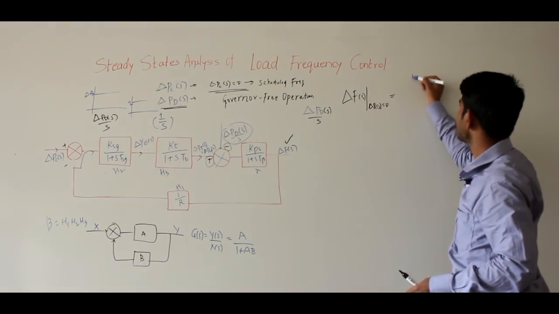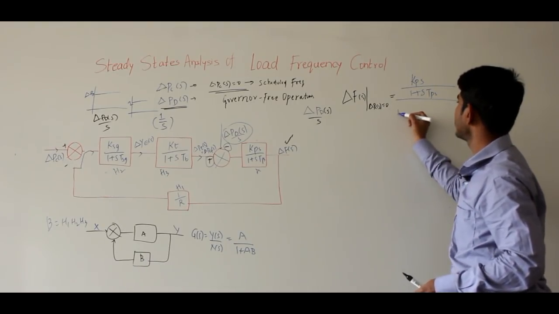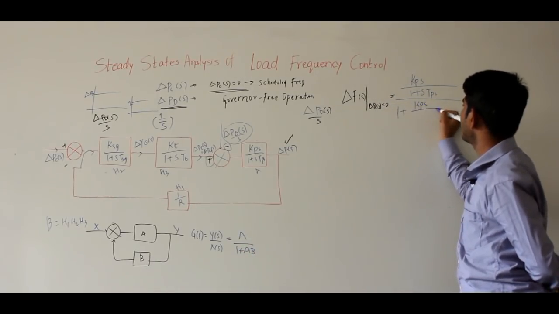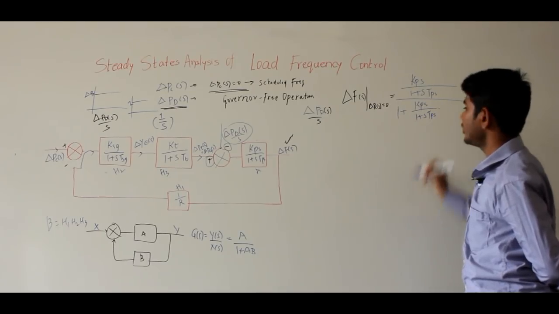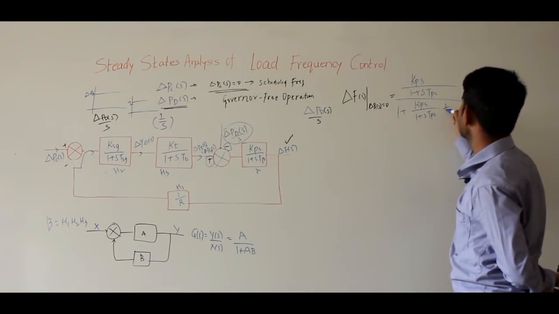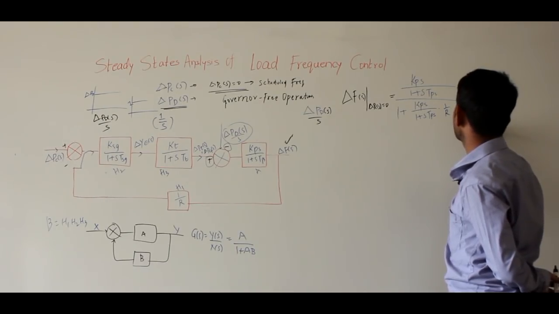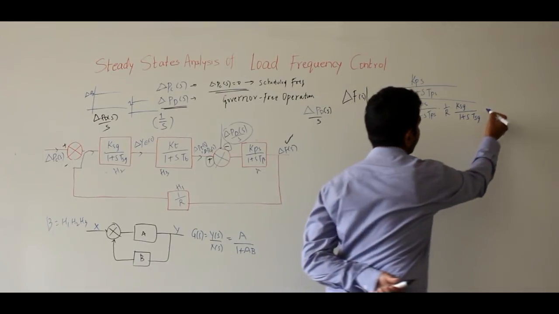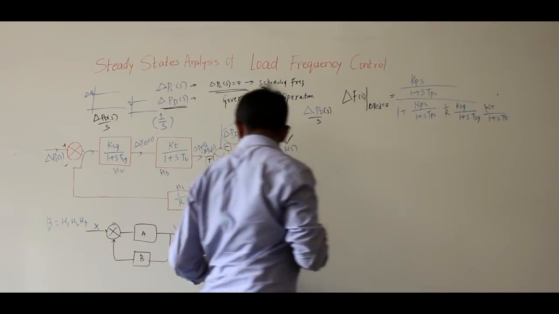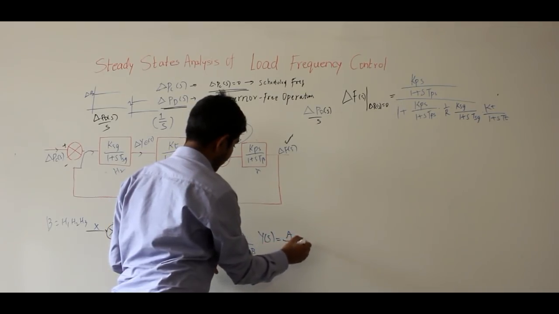A is KPS upon 1 plus S into TPS, upon 1 plus A into B. So again, A is KPS upon 1 plus S into TPS, and your B is H1, H2, H3. So you can multiply these transfer functions: 1 by R into KSG upon 1 plus S into TSG into KT upon 1 plus S into TTT. So here if you write Y of S, it will be given by A upon 1 plus AB into X of S.